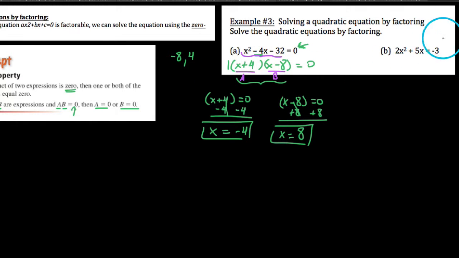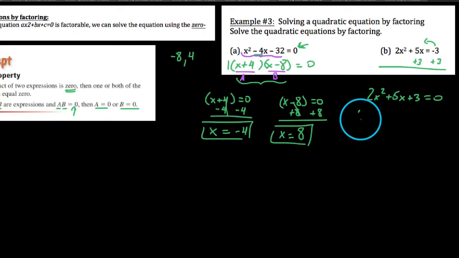So looking at this next equation, a couple things I want to point out. First, we need to add 3 to both sides. We need to get this 3 back over to the left side. So what we're doing here is attempting to set it equal to 0 in the first place, and we were successful. Now we need to factor this expression if at all possible, if we're going to solve by factoring.